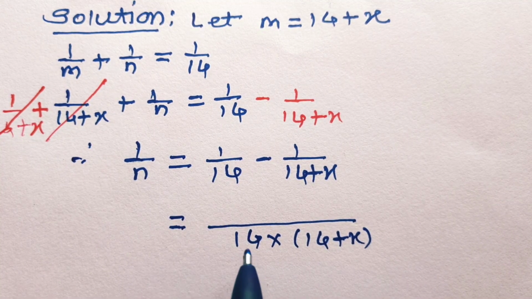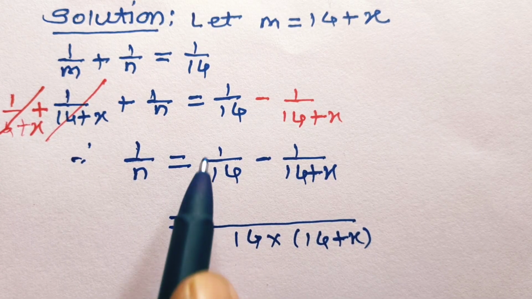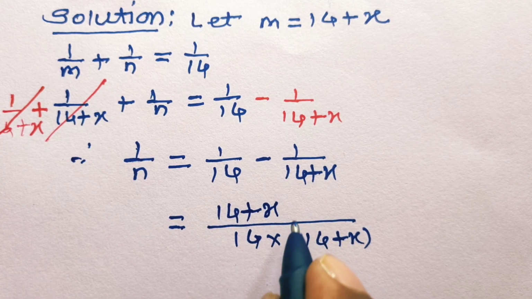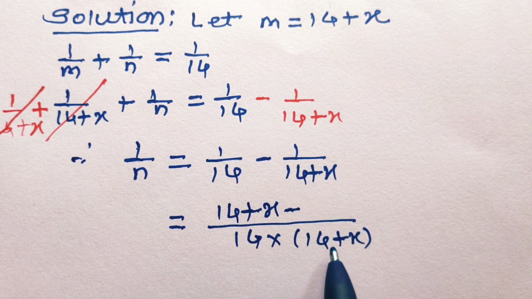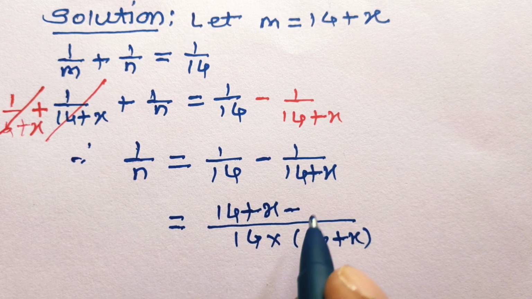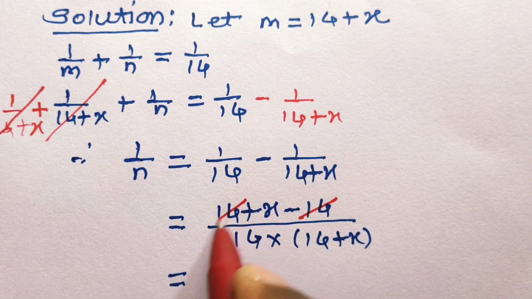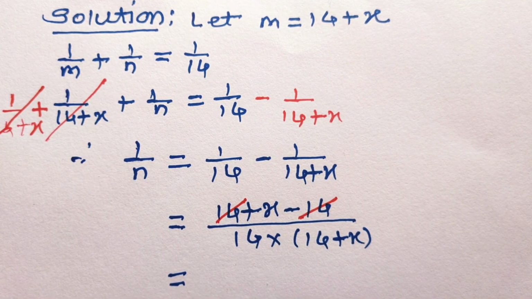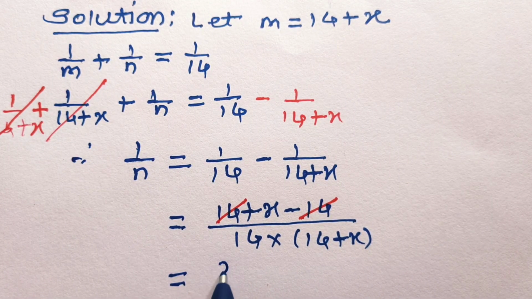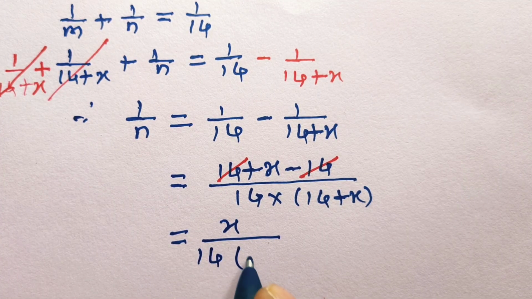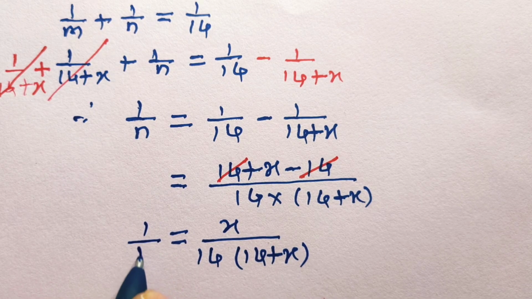and in numerator 14 gets cancelled with this, so 1 into this bracket, that is 14 plus x, minus 14 plus x gets cancelled with this, then 1 into 14, and this is equal to, here this 14 cancels with this 14, remains only x in numerator. Hence, x upon 14 into 14 plus x, and this is 1 upon n.